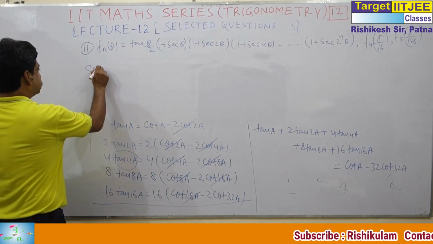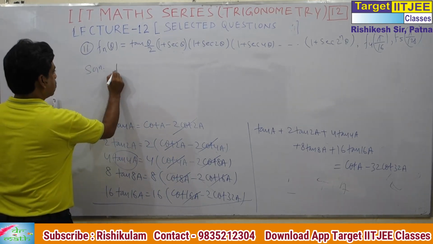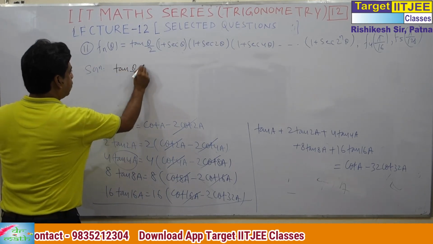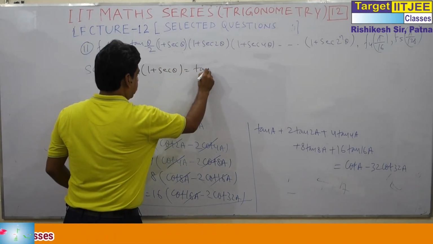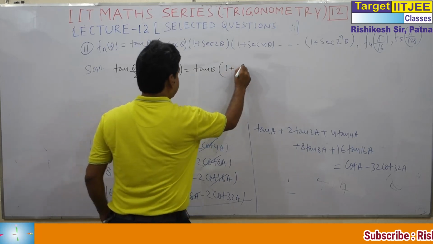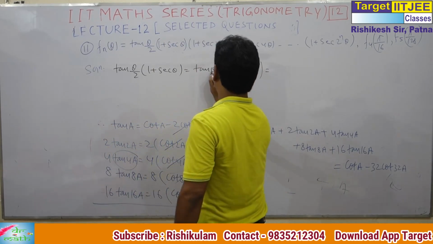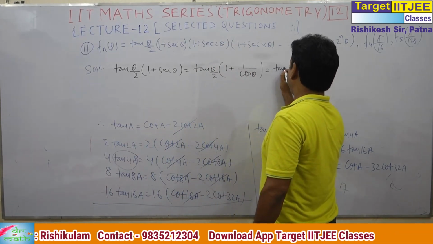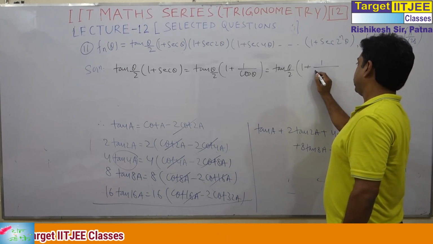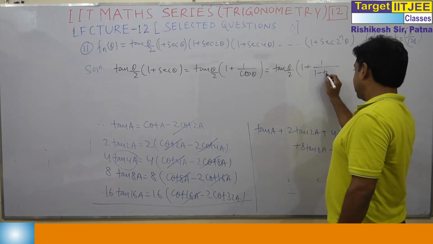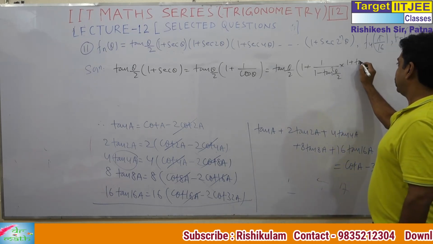Concentrate on the first 2 terms. This is tan(theta/2) into (1 plus sec theta). This is tan(theta/2) into (1 plus 1 by cos theta). And what is tan(theta/2)? What is cos theta in terms of tan(theta/2)? It is (1 minus tan square theta/2) by (1 plus tan square theta/2).